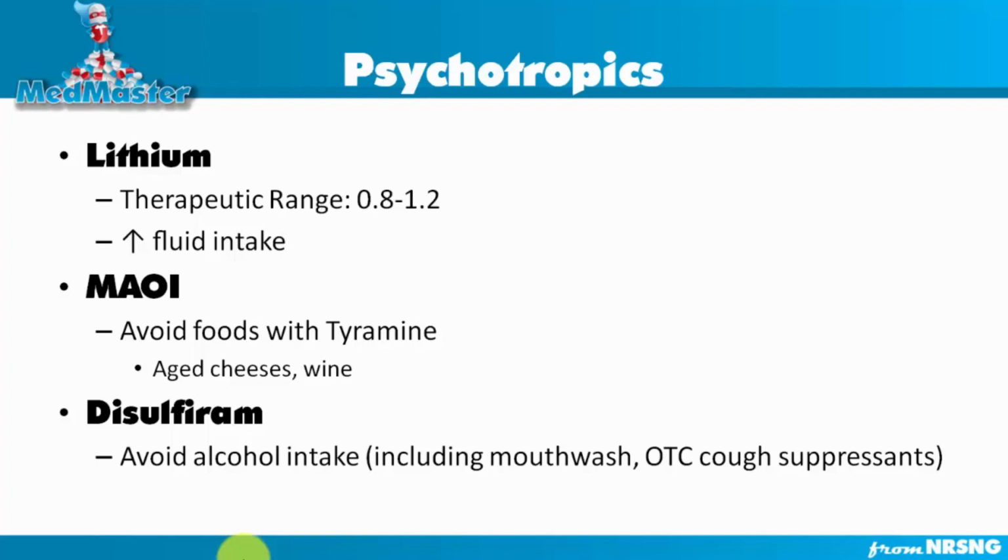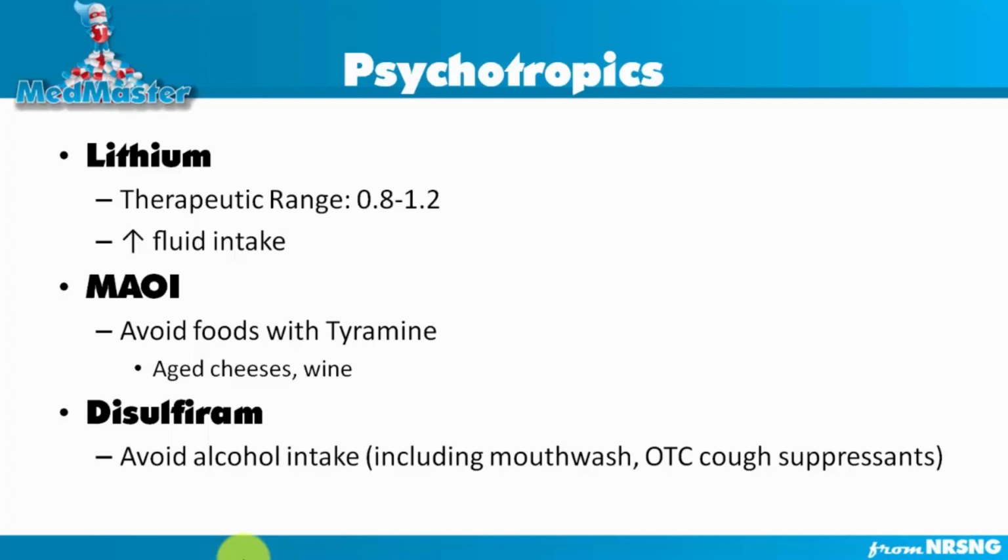With MAOIs, monoamine oxidase inhibitors, the number one thing to keep in mind is to avoid foods that are high in tyramine. Now, prior to nursing school, you probably never even heard of tyramine. That's okay. Tyramine can be found in things like aged cheeses, wine, pickled meats, things like that. So just avoid foods that are high in tyramine. It can be detrimental to the patient if they're taking MAOIs and eating foods like this.